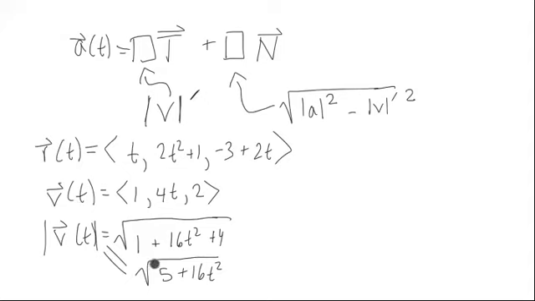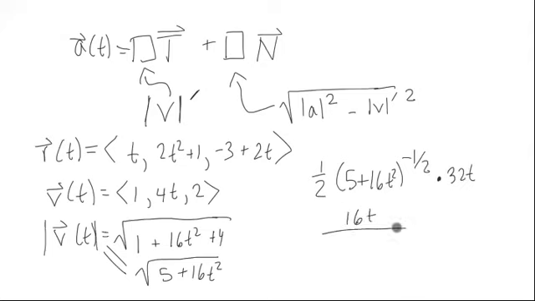Okay, so we could think of this as raised to the 1/2 power. So taking a derivative, it would become to the negative 1/2 power, but multiplying by a half on the outside. Using the chain rule, we multiply by the derivative of the inside, which is 32t. And I suppose we could rewrite this as 16t over the square root of 5 plus 16t squared. So this right here is actually the component in the tangential direction.